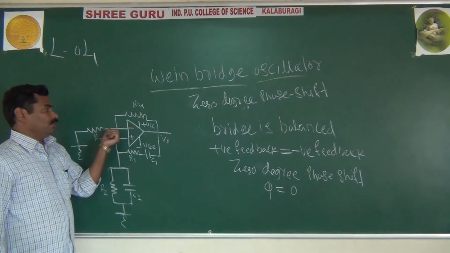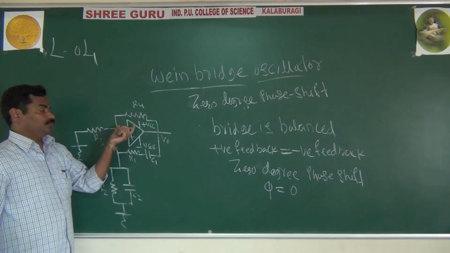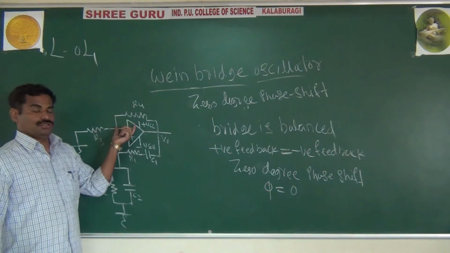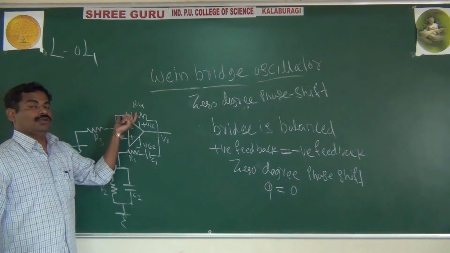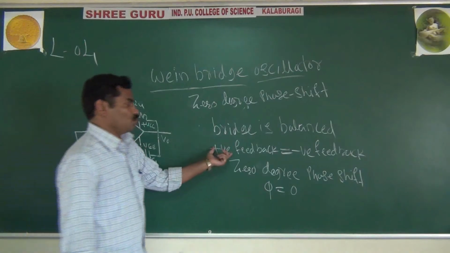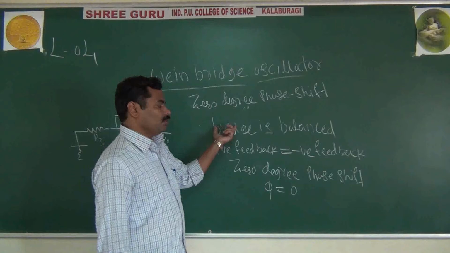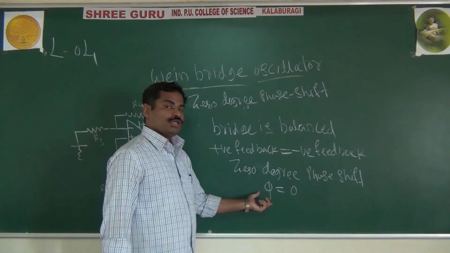And what is the use of negative feedback? The negative feedback will eliminate the distortion. It will reduce the amplitude distortions. It means whenever the positive feedback is balanced with the negative feedback, at that time the bridge is balanced and we will get 0 degree phase shift.